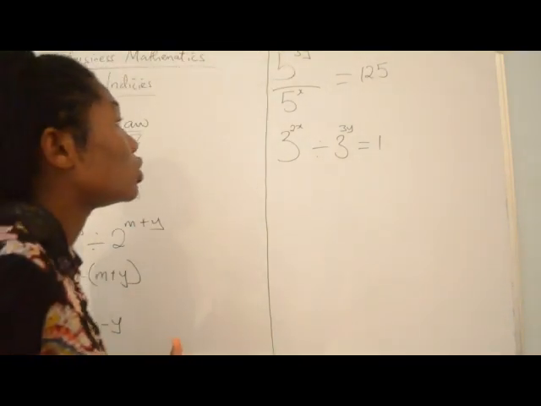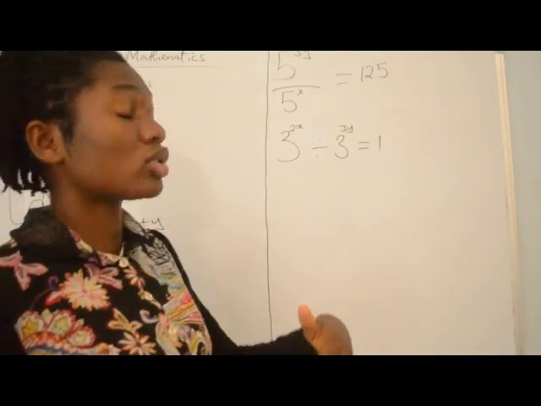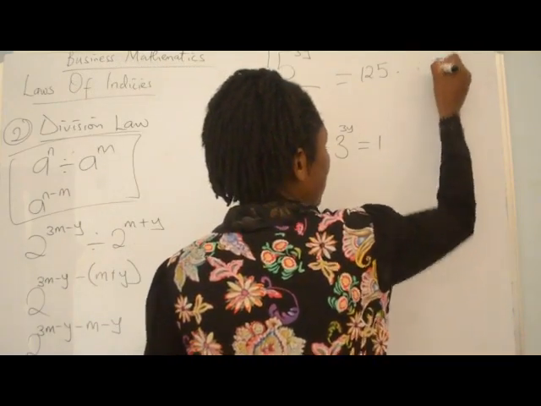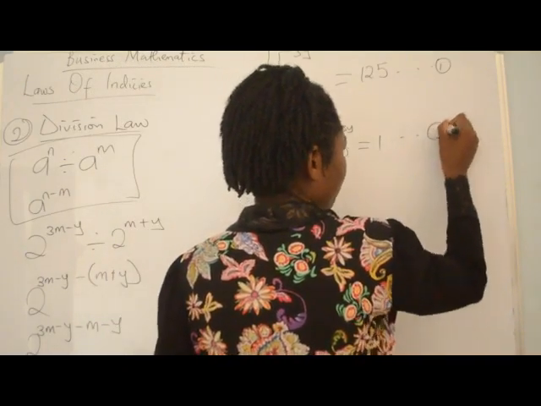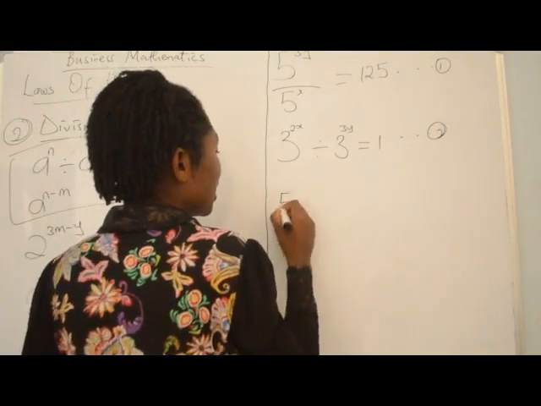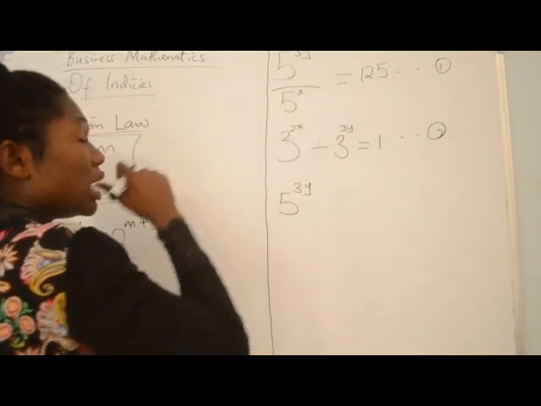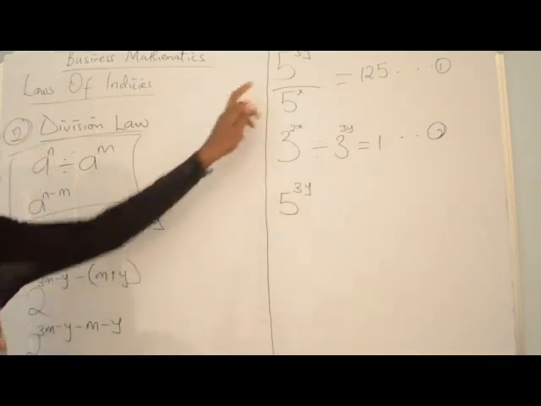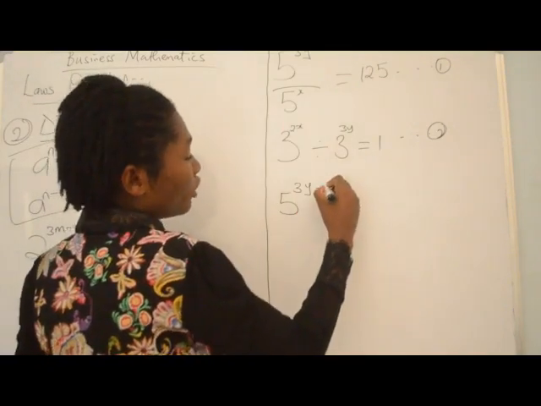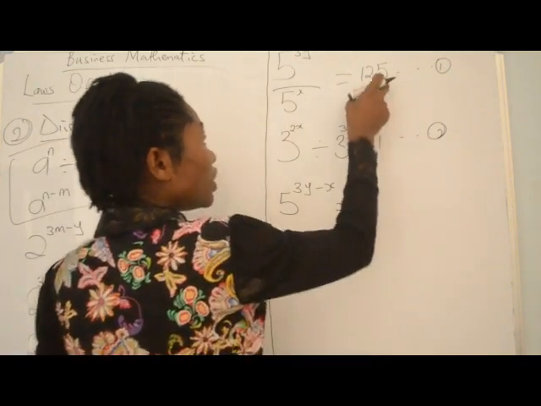In solving this, we'll still be using our indices law, but this will lead us back to simultaneous equations. I'll call these our equation 1 and our equation 2. We're going to work with equation 1 quickly. We have 5 raised to power 3y. This division sign, since the bases are the same, we'll simply subtract the power of the denominator from the numerator, giving us now 125.